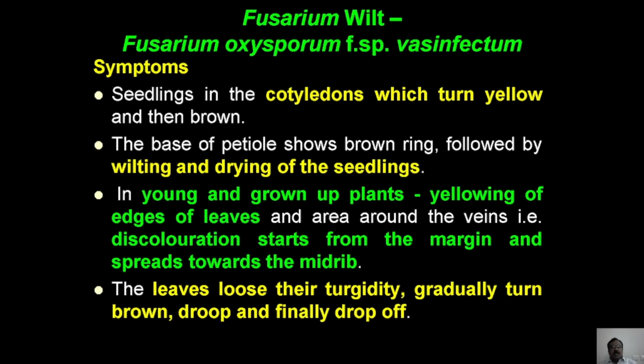Fusarium wilt is caused by Fusarium oxysporum forma specialis vasinfectum. It affects plants from the seedling stage: the cotyledons turn yellow and then completely brown, and at the base of the petiole there will be a brown ring formation, which ultimately results in wilting and drying of the affected plants. In grown-up plants, the yellowing starts from the edge and the area around the veins, showing discoloration from the margin and spreading towards the midrib, and ultimately the leaves lose their turgidity, gradually turn brown and finally droop down.